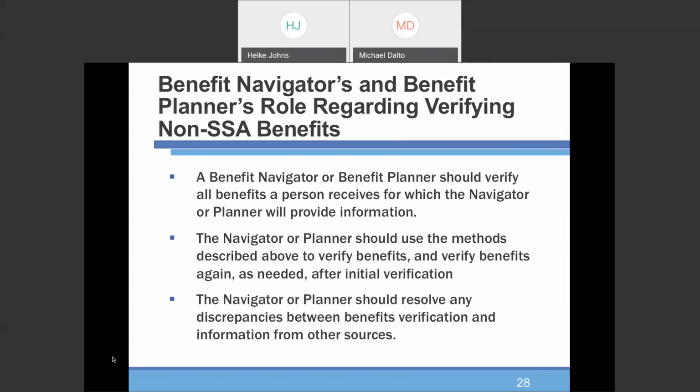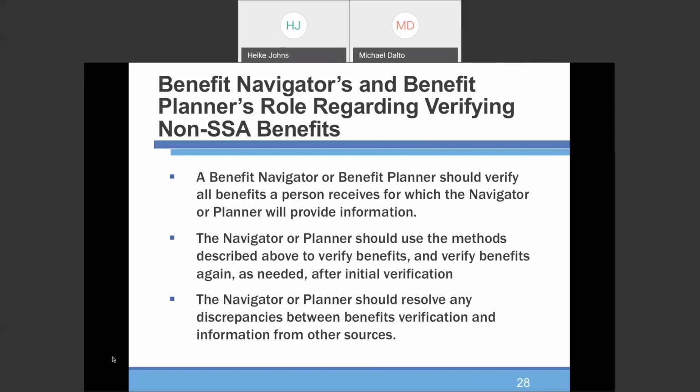So let's summarize. What is your role as a benefit navigator or a benefit planner regarding verifying benefits from sources other than Social Security? Well, if you're either a navigator or a planner, you definitely want to verify all public benefits the person receives that you'll be providing information about, especially the ones that we've covered so far in this webinar.